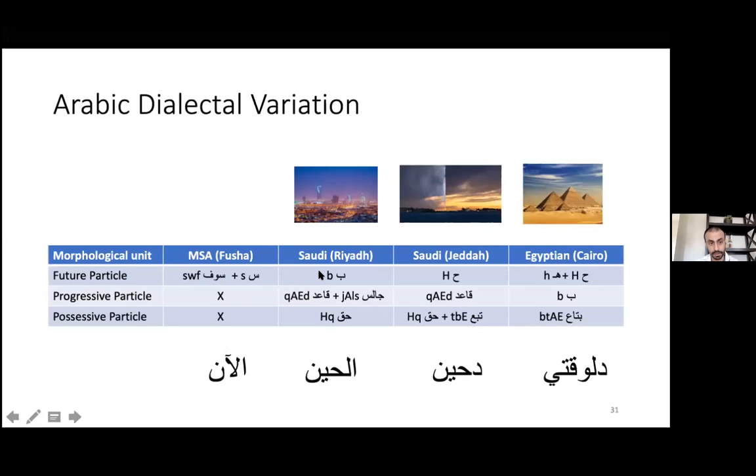The third challenge is the variation in Arabic dialects. You can see here one word, which in Fusha or MSA is Al-An. In the Riyadh dialect it is Al-Hain. In Jeddah it is Dahin. In the Cairo or Egyptian dialect it is Dilwati. There are also some examples of morphological variation for different parts of speech in Arabic dialects.